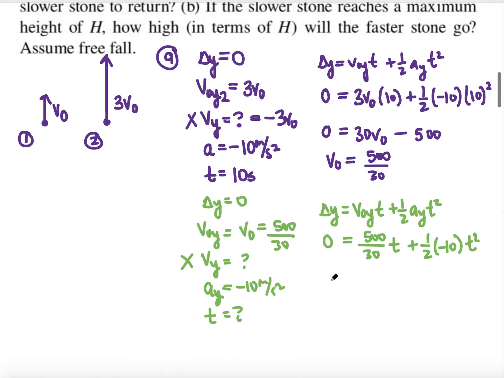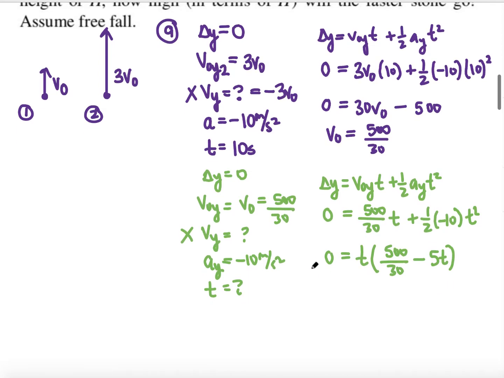So, quick little simplification. I can factor a t out of this right-hand side. So I have t, and then I have left over 500 over 30 minus 5 times t. To solve for this, I get two different times. The first one is very easily t equals 0, right? That's when I start at this height.